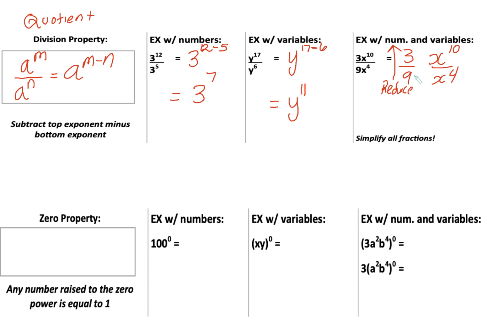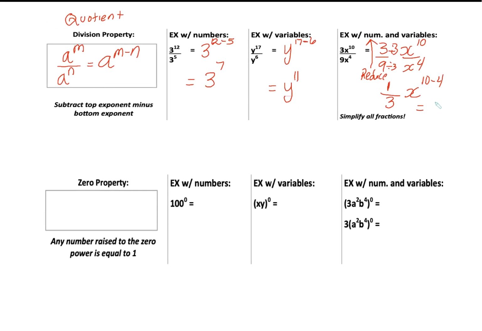So what would divide 3 and 9 evenly? That would be the number 3. 3 divided by 3 is 1. 9 divided by 3 is 3. And then remember, if your bases match, you keep your base and you're going to subtract the exponents. 10 take away 4. So your answer is a third x.